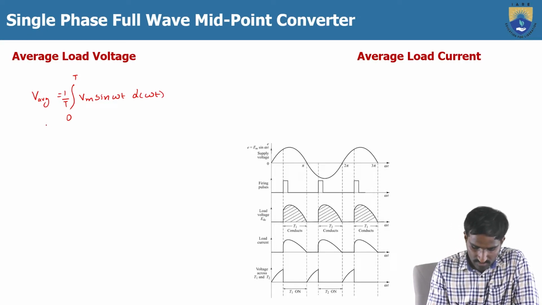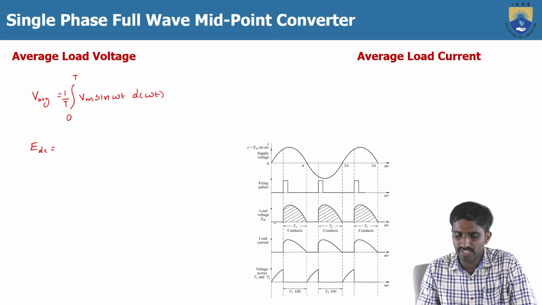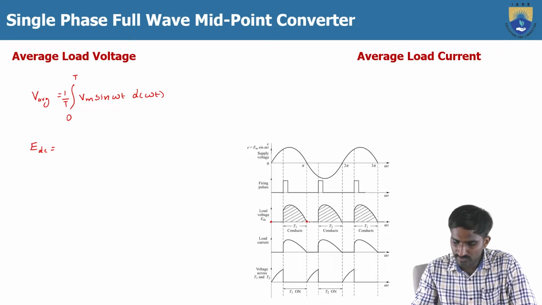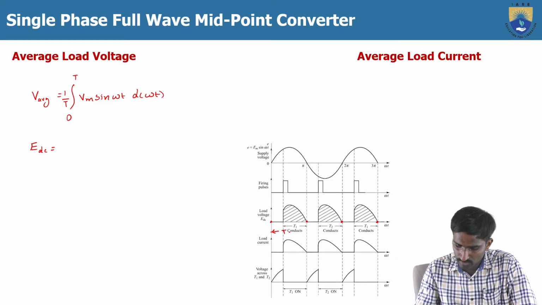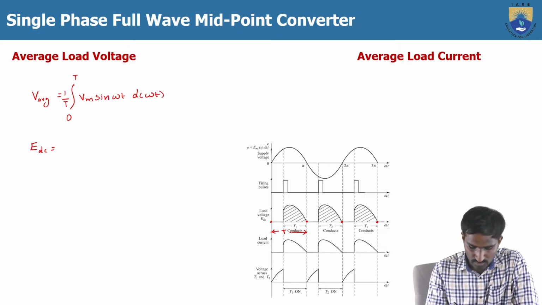Of course here they have just considered EDC instead of VDC. Then EDC is equal to 1 by T. Here we need to find the time period. So what is the time period of this particular waveform? Here, if you consider pi as the time period, from 0 to pi the waveform has this shape, and again from pi to 2 pi you are getting the same waveform. This is the total time period T from here to here. So when the time period is pi, it is 1 by pi.